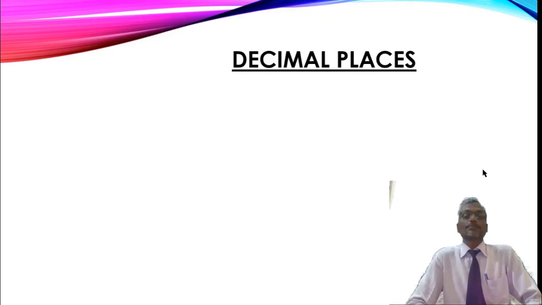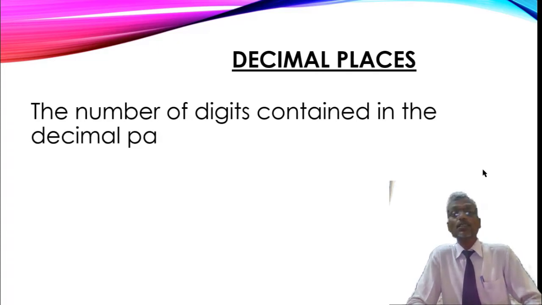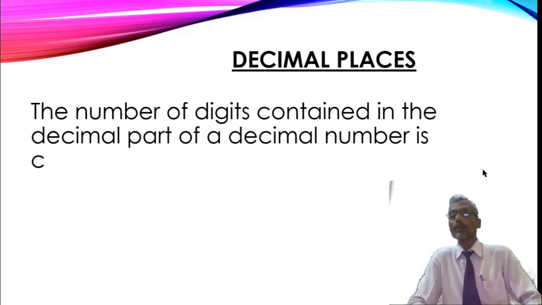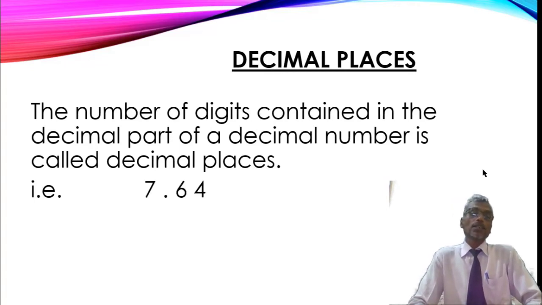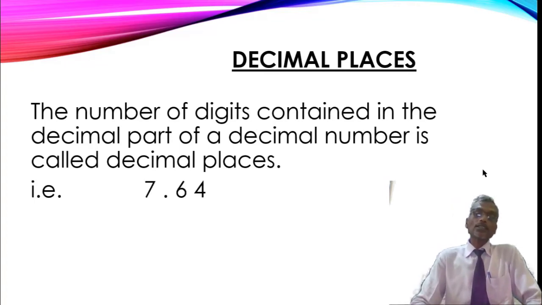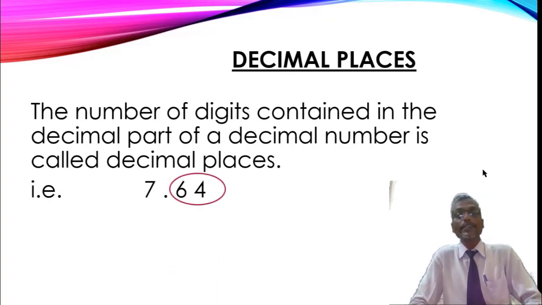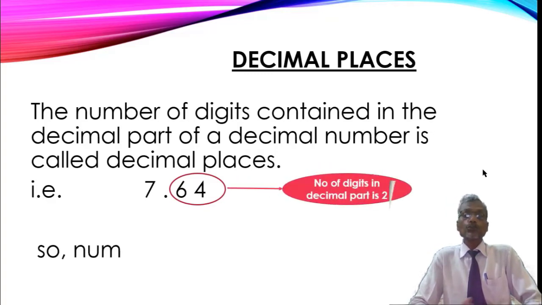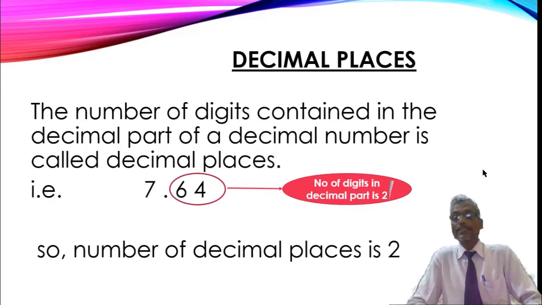Decimal places. The number of digits contained in the decimal part of a decimal number is called decimal places. That is, in 7.64, the number of digits contained in the decimal part is 2. So, the number of decimal places is 2.